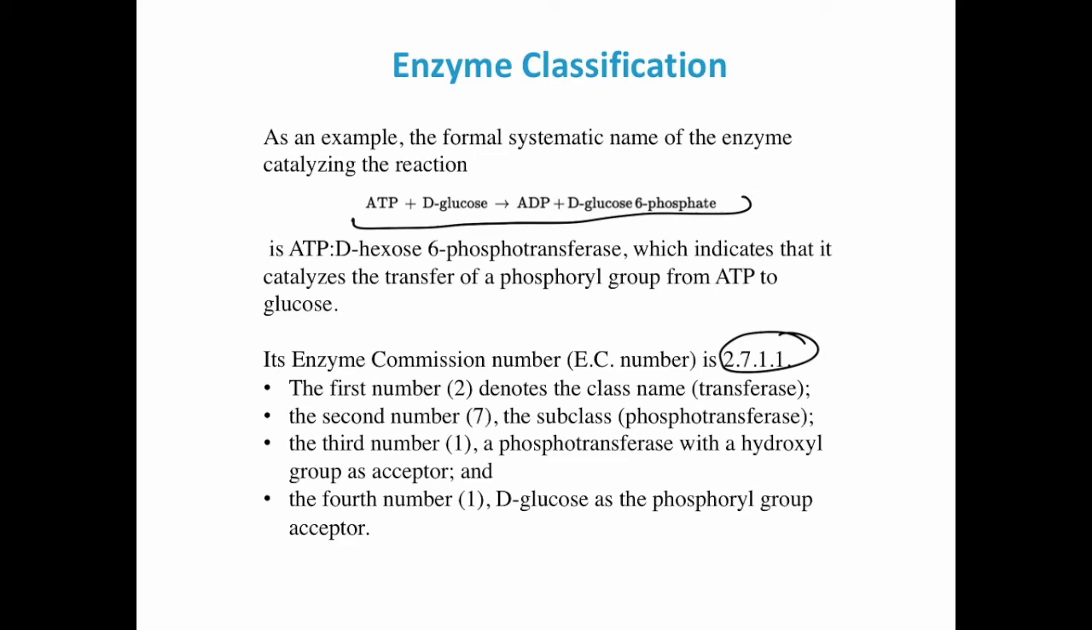The first number denotes the class name, transferase. The second number denotes the subclass, phosphotransferase, so what is being transferred. The third number indicates the group that's the acceptor, in particular the hydroxyl group. And the fourth number indicates that D-glucose is the phosphoryl group acceptor.